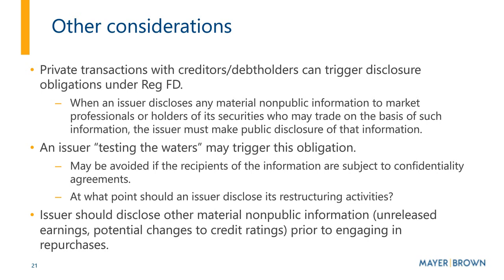For example, in one-on-one discussions, a bondholder may ask the company for projections or other non-public information before deciding whether or not to sell its bonds. Of course, Regulation FD concerns can be avoided if the bondholder signs a confidentiality agreement, though that is obviously much harder to do in open market purchase programs. The other disclosure concern is where the issuer has material non-public information, for example, unreleased earnings or potential changes to credit ratings. In these cases, the issuer will likely have to release the information prior to engaging in any repurchases.